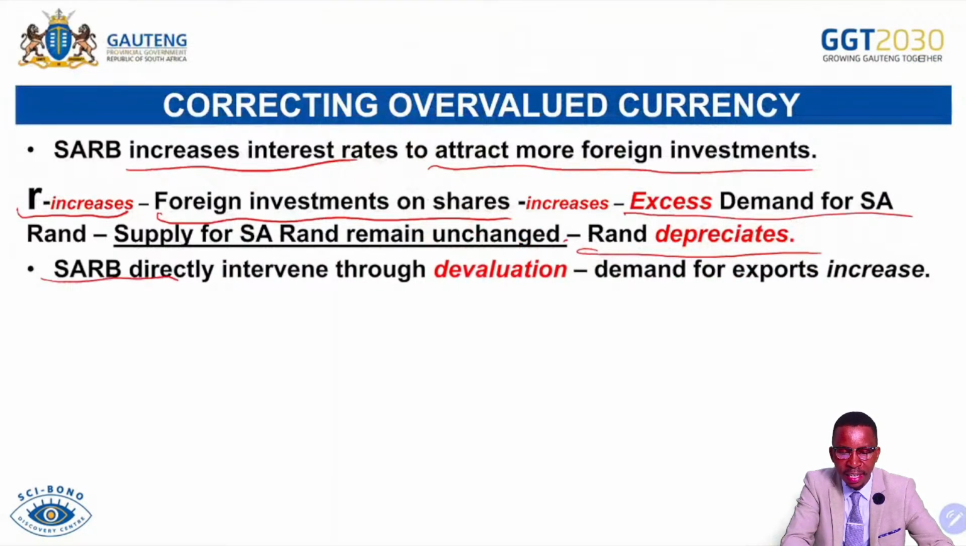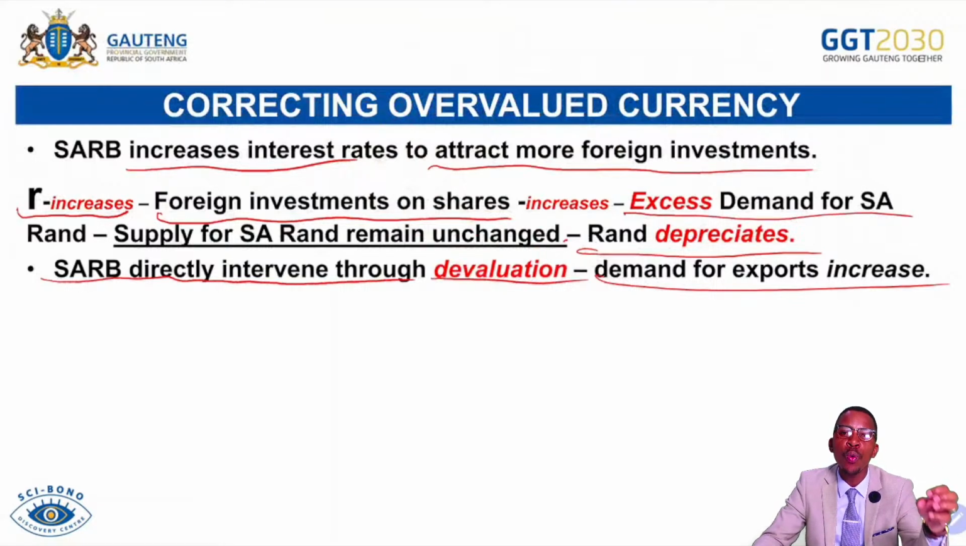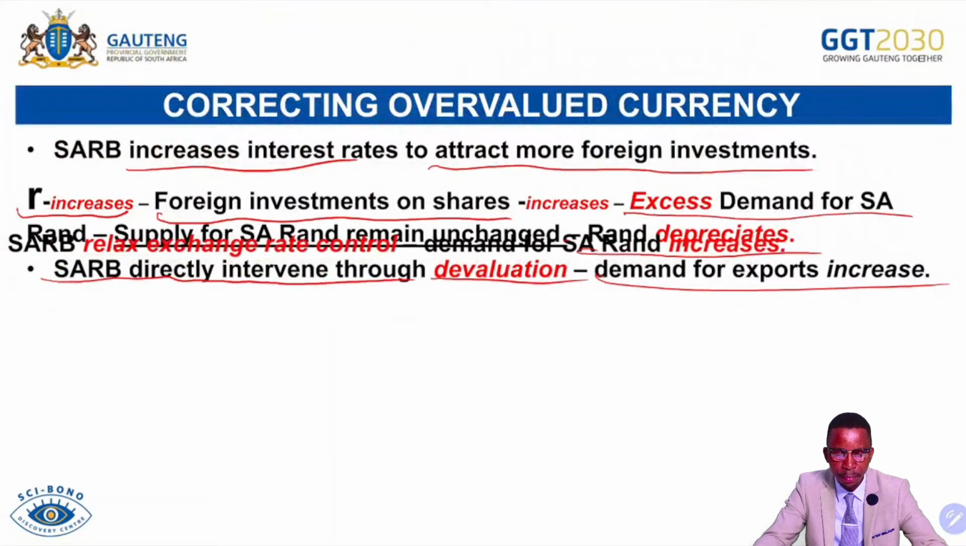The South African Reserve Bank can directly intervene through devaluation. The demand for exports will be increasing if the South African Reserve Bank devalues the currency. So to devalue means to reduce the value. We are removing the value of the currency. To revalue is to give more value to the currency.